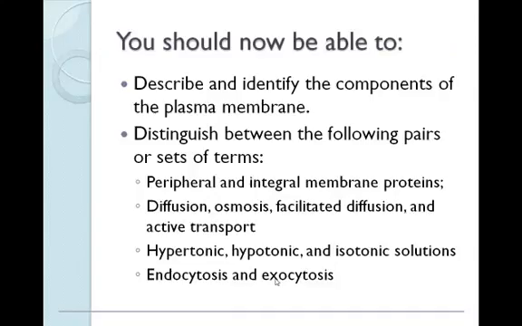After this episode, you should now be able to describe and identify the components of the plasma membrane. You should also be able to distinguish between the following terms or sets of terms: peripheral and integral membrane proteins, diffusion, osmosis, facilitated diffusion, and active transport, hypertonic, hypotonic, and isotonic, and endocytosis and exocytosis.